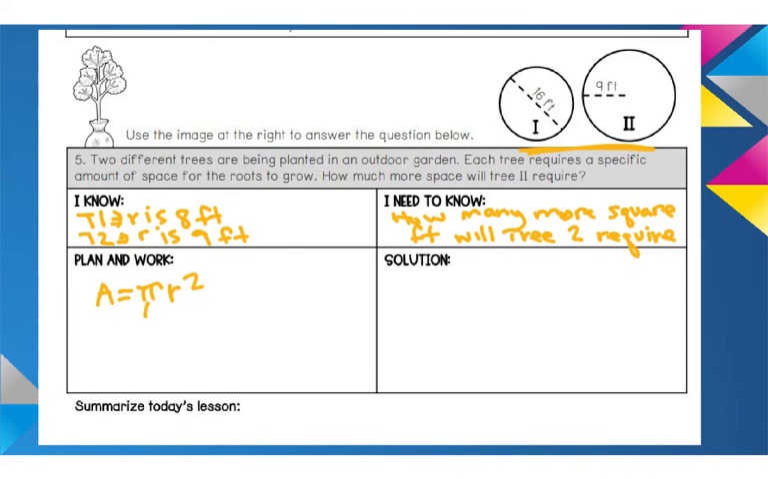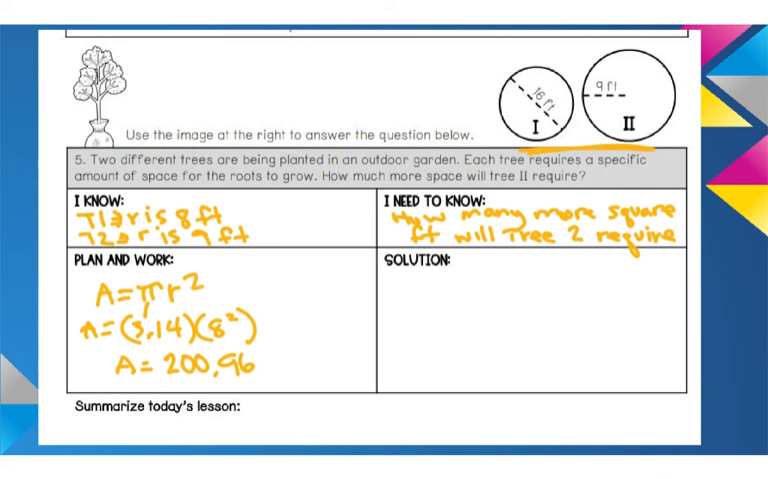So 3.14 times the radius squared, which is 8 squared. If we multiply that out, 3.14 times 8 squared, which is 64, we would get an area of 200.96.